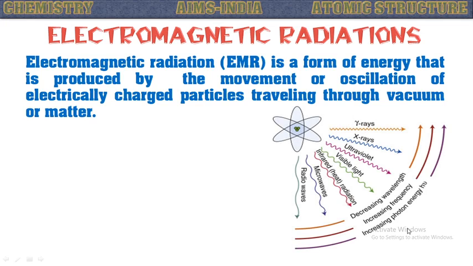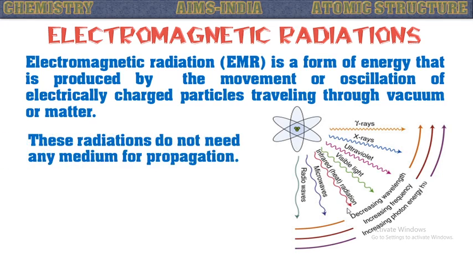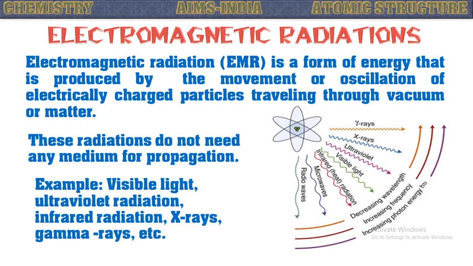Here you can see different kinds of electromagnetic radiations are shown. Actually, these electromagnetic radiations do not need any medium for their propagation. That means they can travel even through vacuum also. Visible light, ultraviolet radiation, infrared radiation, X-ray, gamma ray are examples of these electromagnetic radiations.